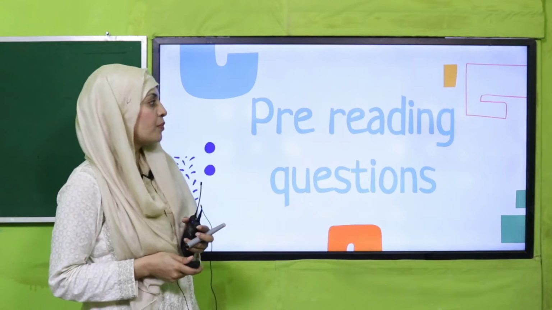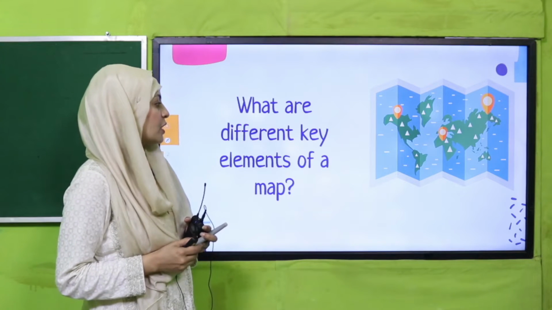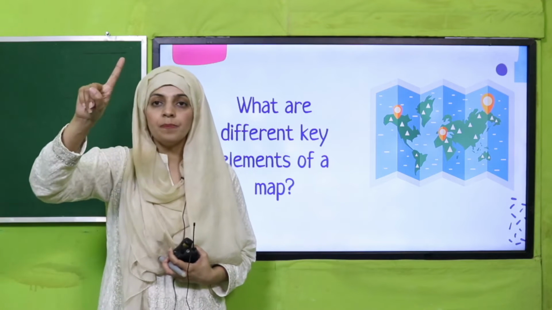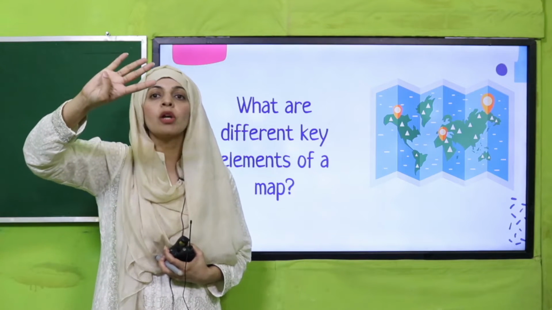My dear students, the pre-reading question. Quickly tell me, what are the different key elements of a map? Title, scale, legend, orientation or the direction.